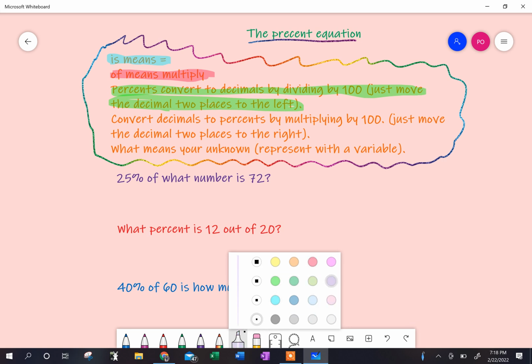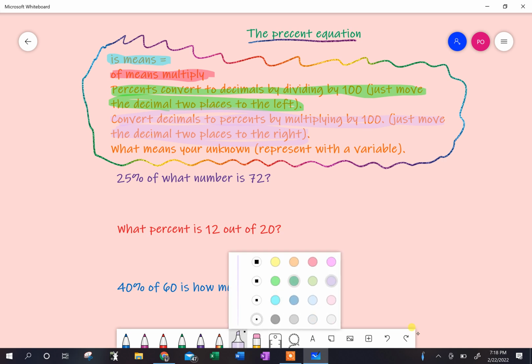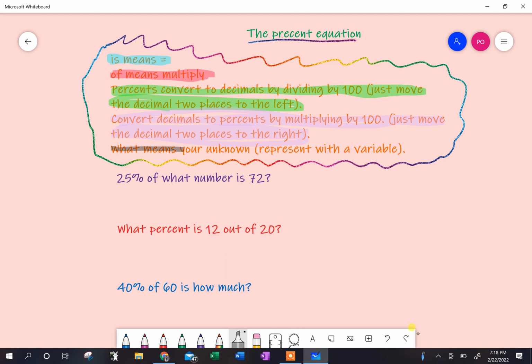If you need to convert your decimals to a percent, all you have to do is multiply by 100, which is the same as moving 2 decimals to the right. And once again, we're going to go over this in a second, so don't panic if you don't understand what I'm talking about. And then finally, what means your unknown. And we're going to represent that with a variable. All right, so you're going to notice that we're going to run into problems where we're going to say, well, what is this?